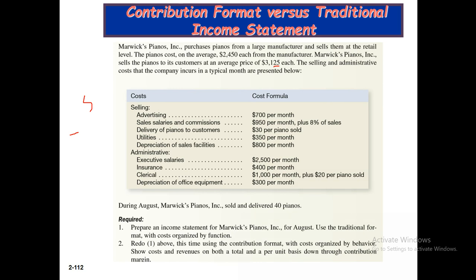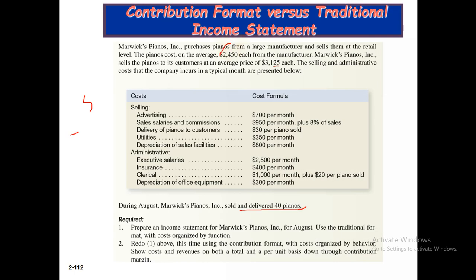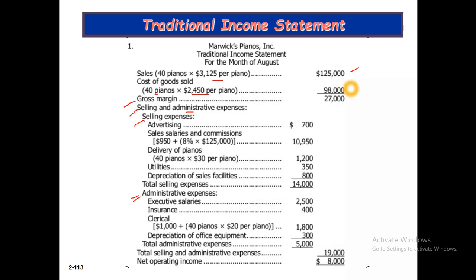So here this is sold 40 pianos. So 40 pianos and the per piano price, and this is the total sales. And cost of goods sold for 40 pianos, this is the cost of goods sold. That means this figure is the cost of goods sold. So this is the figure, and this is the gross margin. And from gross margin we need to reduce selling and administrative expenses.